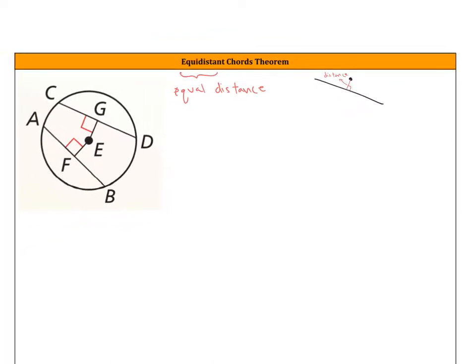So if we have two chords that are equidistant from the center, in other words, equal distance, then the conclusion we are allowed to make is that these two chords are congruent.